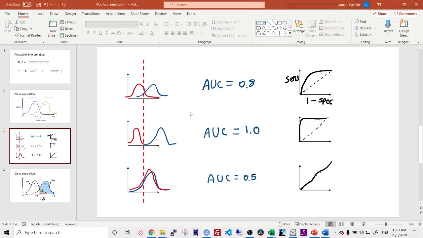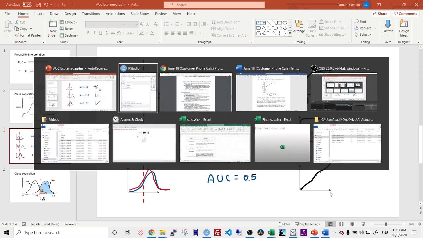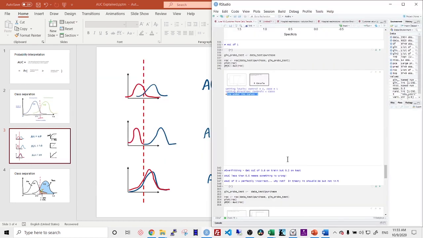Another possibility is that your AUC is equal to 0.5. In this case, your model is doing no better than just randomly guessing. So your classes are overlapped and the ROC curve is a horizontal line. The area under this curve then is 1/2 of 1 or 0.5. You can also create this type of graph in R as follows.